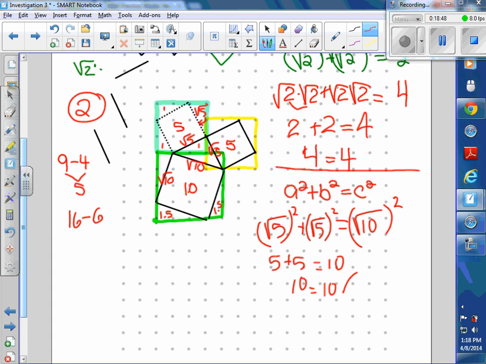The square root of 10 is like 3 something. It's like 3.1, so it's not the same. But why is the side the square root of 10? She's asking why is the side the square root of 10? What's the answer to that? Because the area is 10.